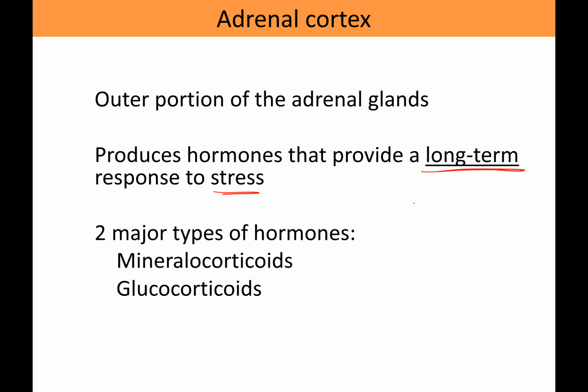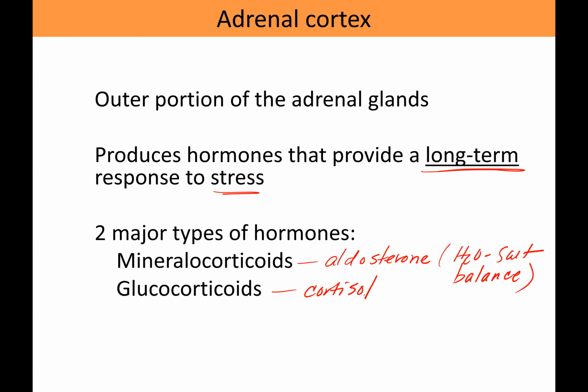And so there's going to be two main types of hormones here. There's mineralocorticoids and glucocorticoids. The mineral one, aldosterone, is the specific one. And this is the one that's going to be secreted. This is going to impact the kidney, and this is going to help with water and salt balance in the body. And the example of glucocorticoids is called cortisol.